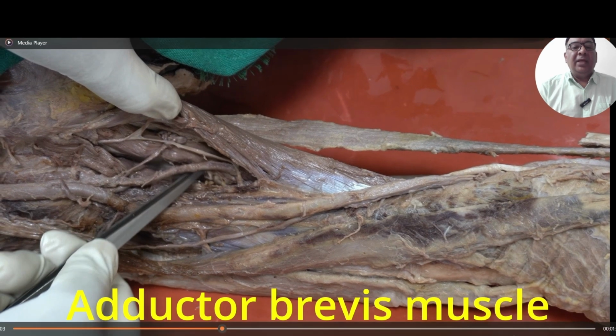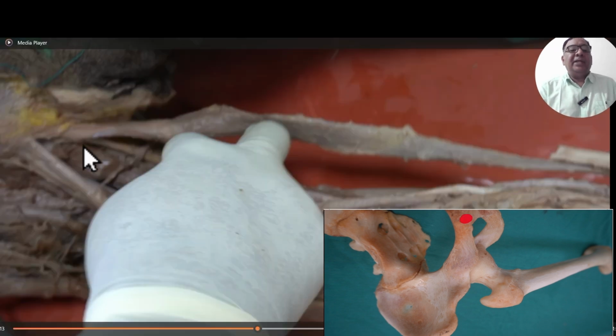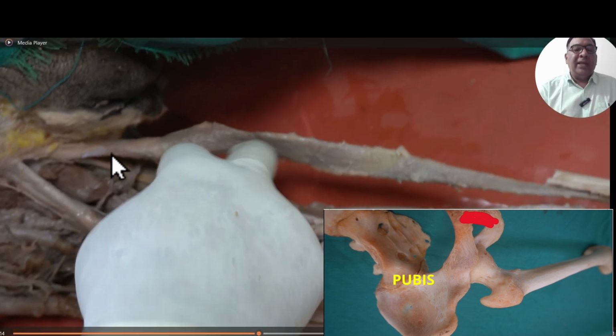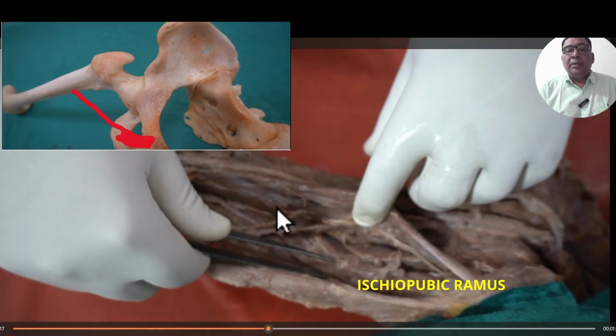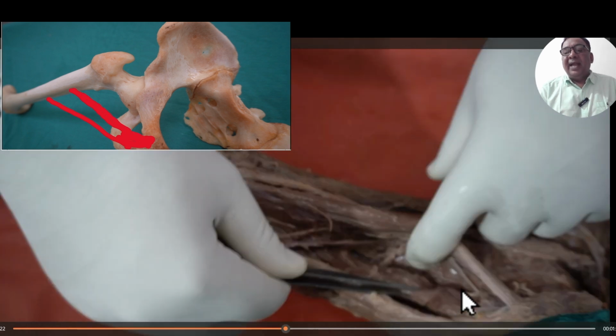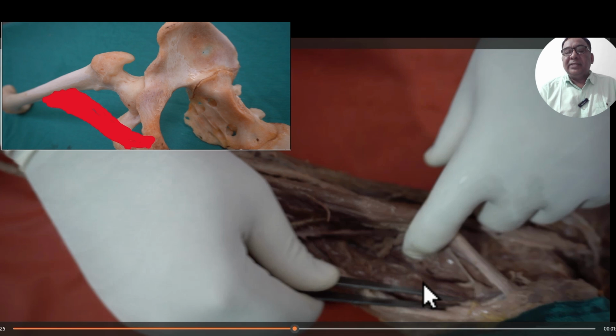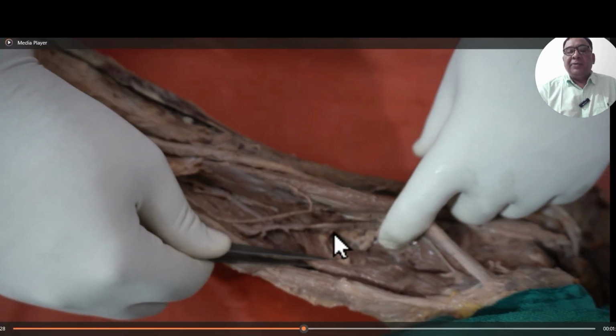Now next muscle is adductor brevis muscle. Adductor brevis muscle lies behind the adductor longus muscle. This is pectineus muscle. This is adductor longus muscle. And behind adductor longus muscle, this is adductor brevis muscle. Adductor brevis muscle takes origin from anterior surface of pubis and outer surface of ischiopubic ramus. Here you can see the origin of adductor brevis muscle and it is inserted at the line extending from lesser trochanter to upper part of linea aspera. You can see the insertion of adductor brevis muscle.